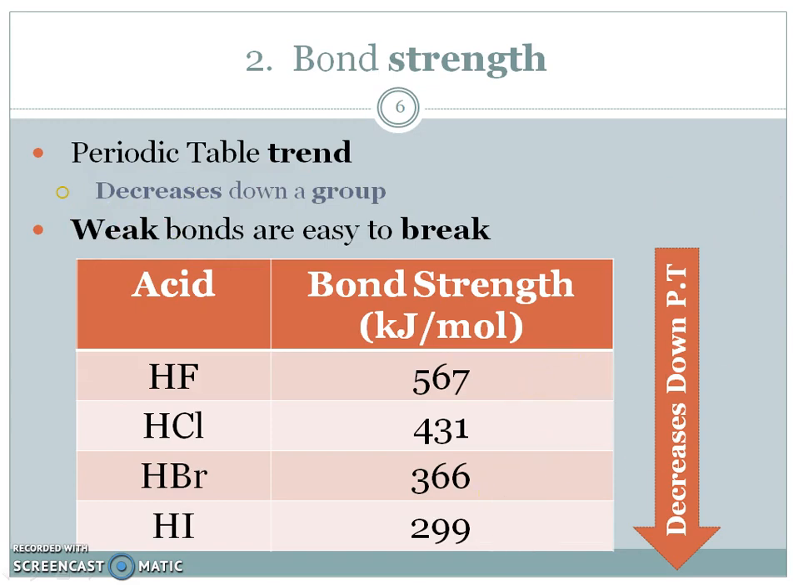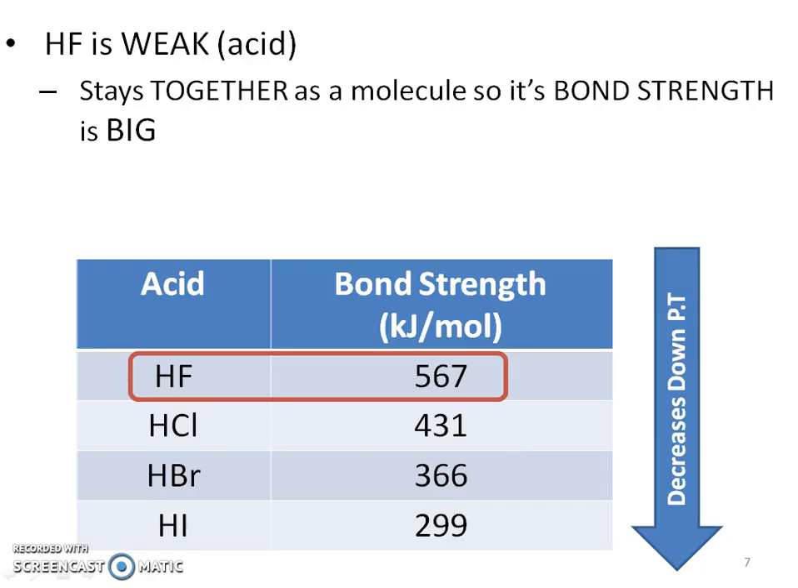So what's going on here? Why is the trend the way it is? Well, let's look at this. HF is weak. Remember, if it's weak, first of all, it's not on the list. And second of all, that means it wants to stay together as a molecule more than it wants to break apart. Well, if it wants to stay together more, that means its bond strength is big.